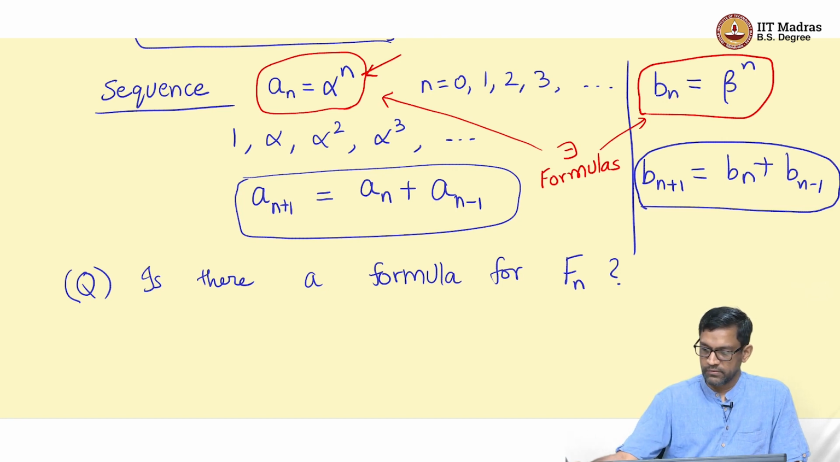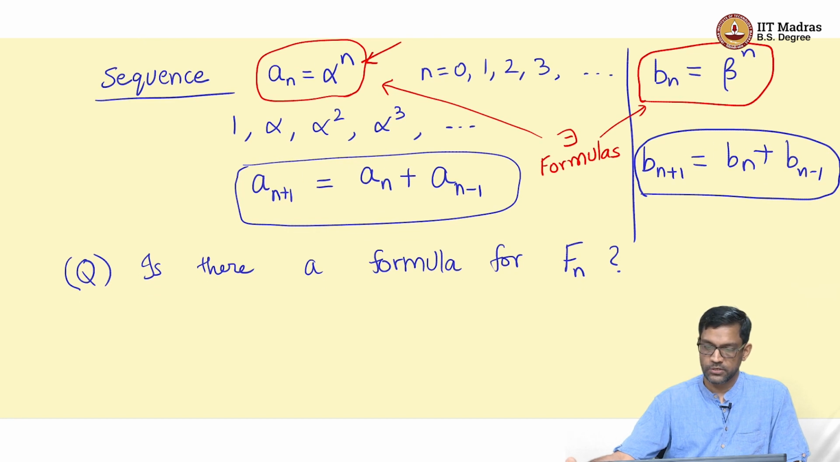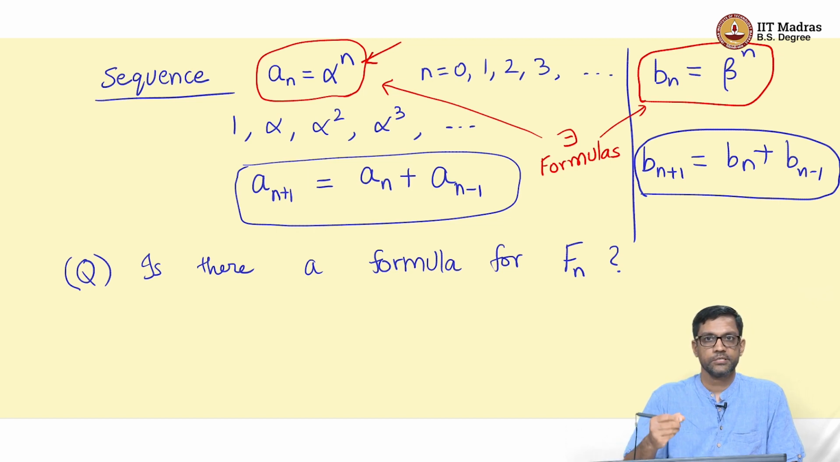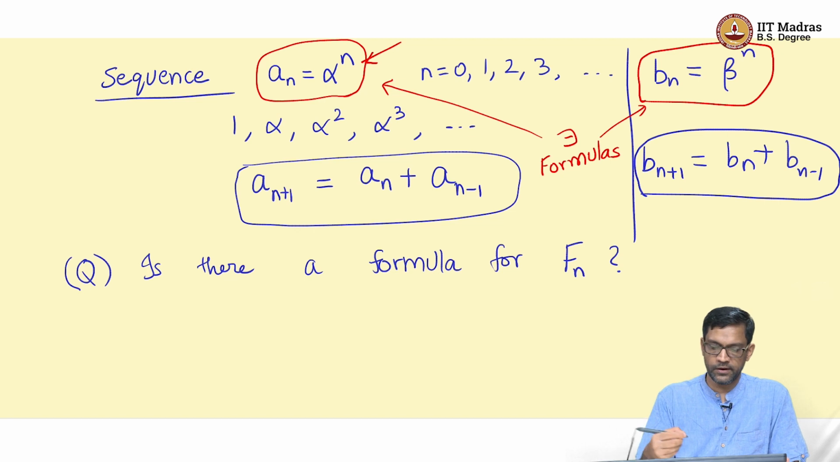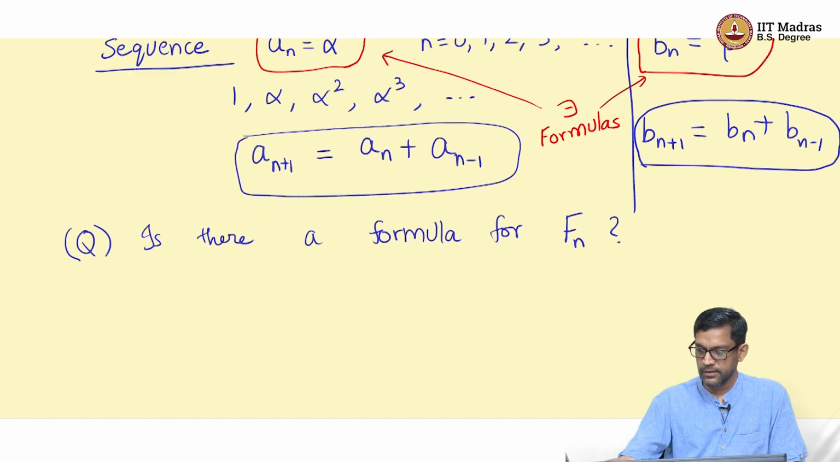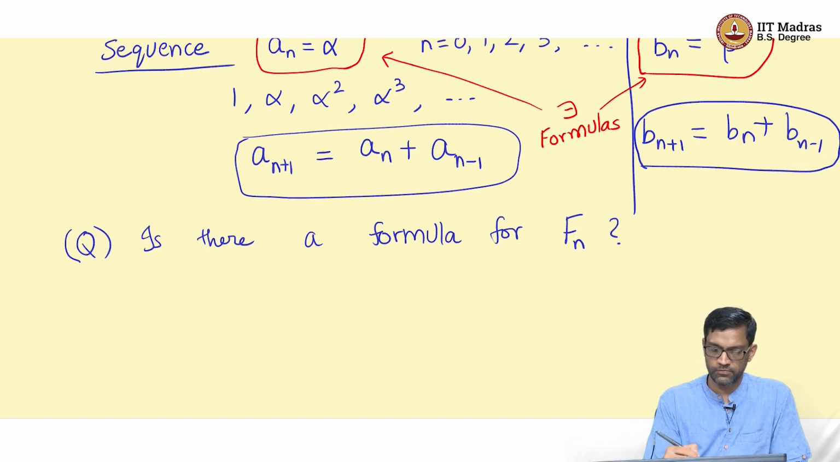Okay. So, to do that, the answer turns out to be yes, and to do that we will use these two sequences, the powers of alpha and the powers of beta, as some sort of auxiliary step. Observe that a_n and b_n actually are very primary building blocks for sequences which satisfy the Fibonacci recurrence. So, what do I mean by that?